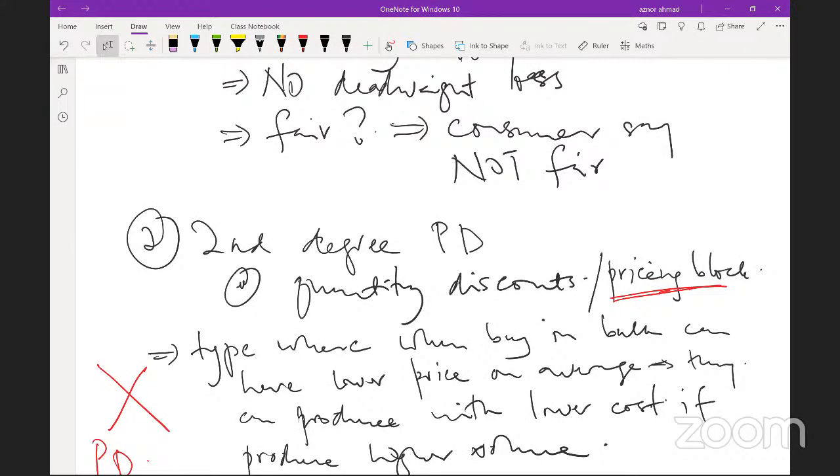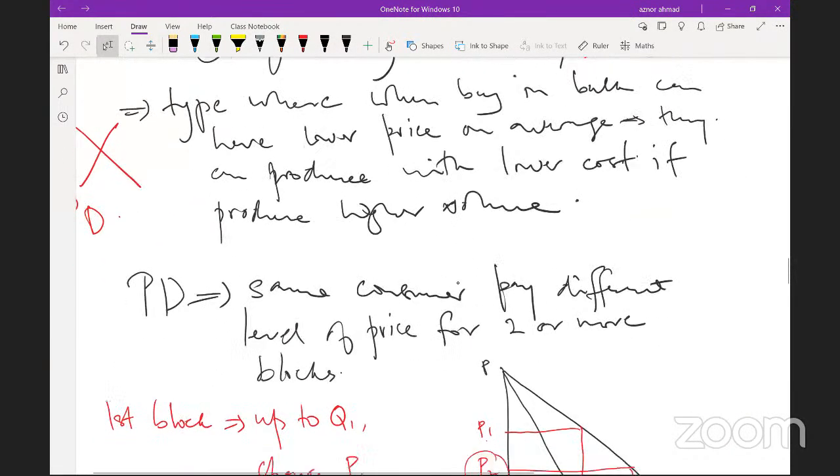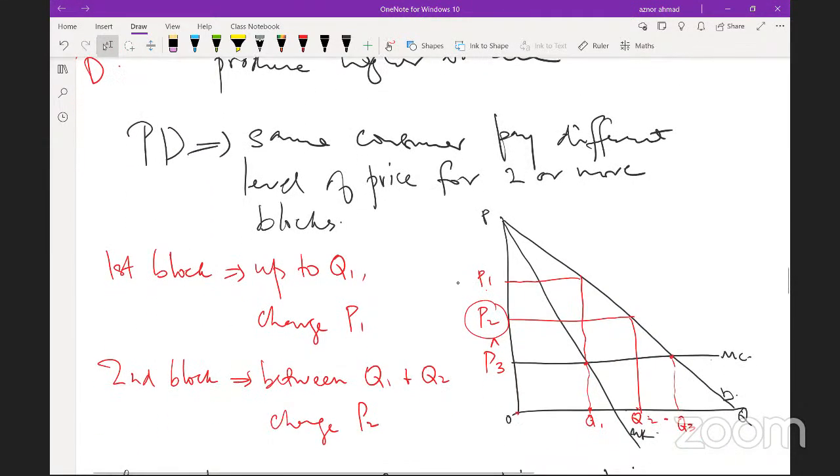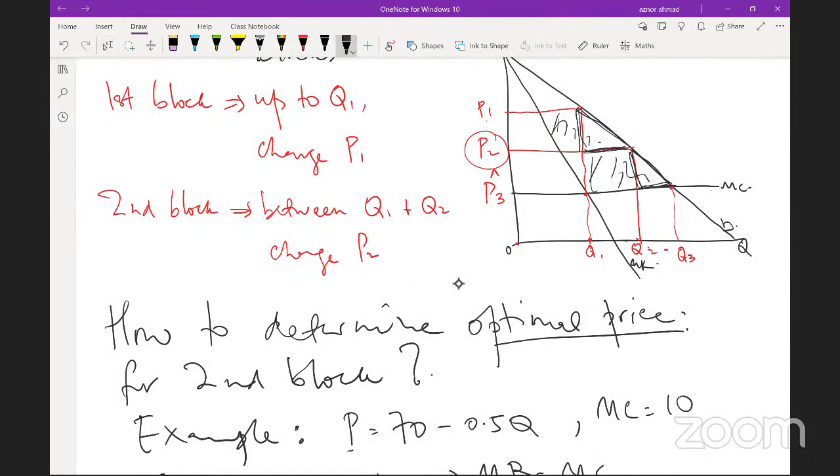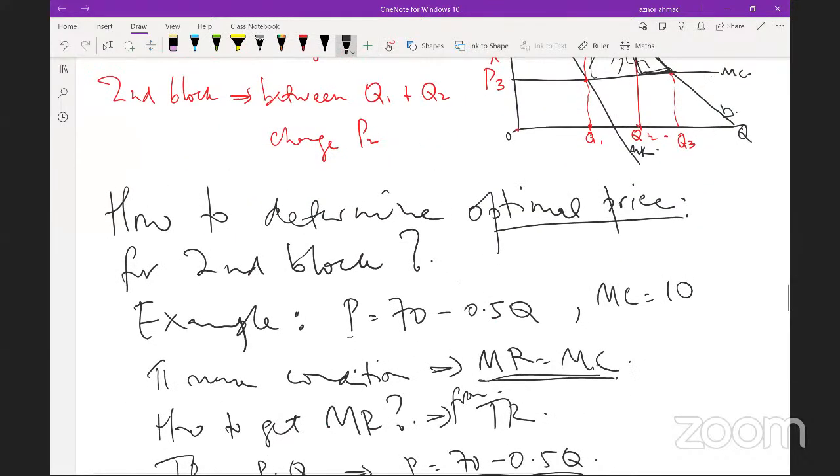And the second one we call quantity discounts or price blocking, or the pricing block. The pricing block means, see here, you capture one block here, and if you make another one, you capture another here. So there are some places that you didn't capture, like here and here. The deadweight loss is still here, where you did not capture. You just capture this place and this place. But at least as a firm, you capture more surplus, right? But not all, just a few.